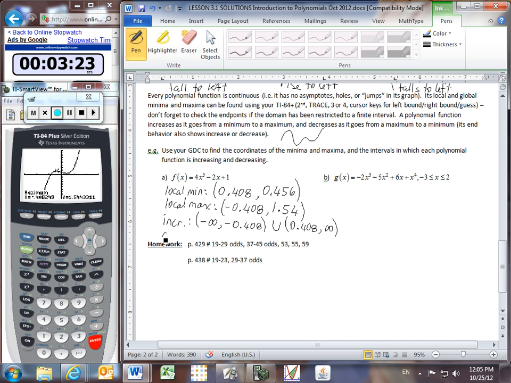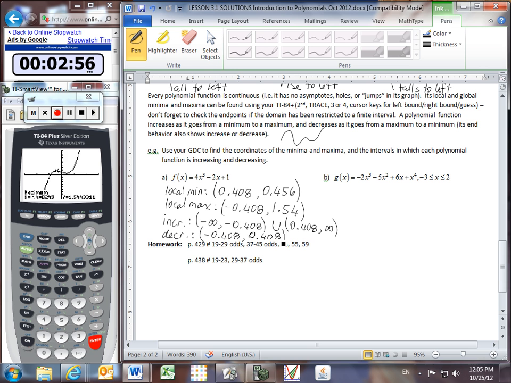And then I've got interval of decrease in between the maximum and the minimum. So that's going to be everything in between, but not including, of course, because it's not actually increasing or decreasing at a maximum or a minimum. It's doing neither. All the way up to +0.408 will be the interval of decrease.